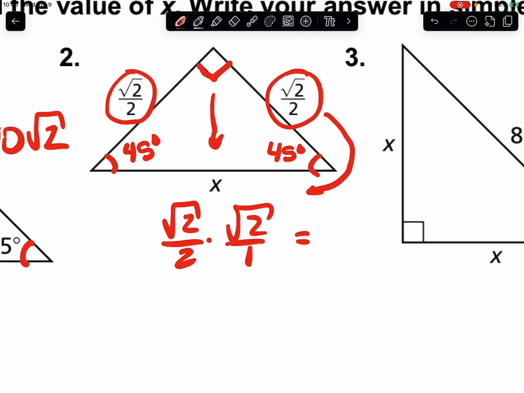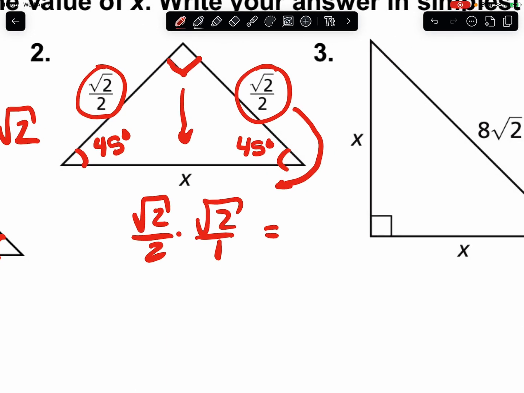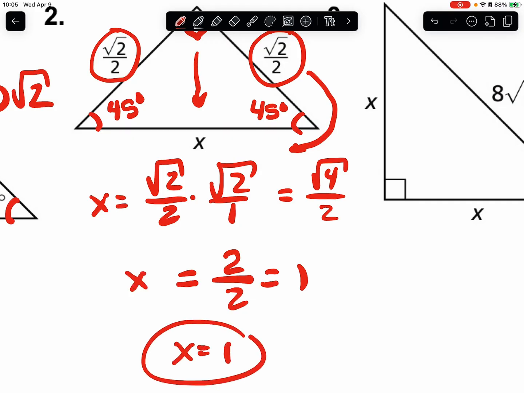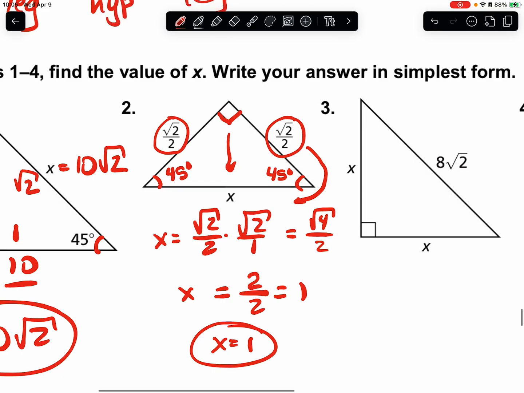I know fractions aren't your favorite thing, but we're going to multiply. Radical 2 times radical 2 is radical 4 over 2. And you'll remember that radical 4 is just a fancy name for 2. So this answer is 1. So in my case, x equals 1. Which looks weird.